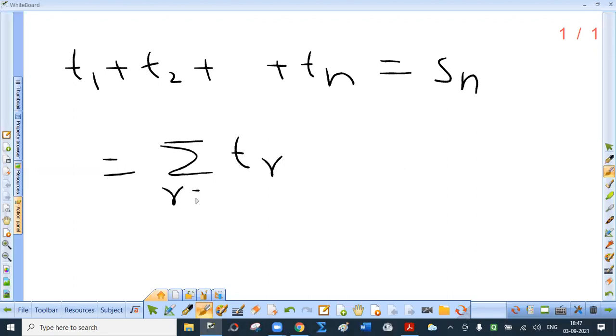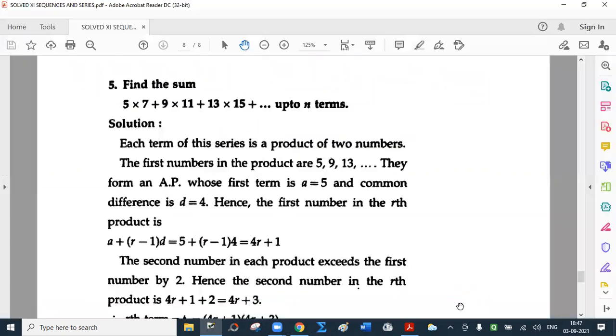r goes from 1 to n. You can check this. Put r equal to 1. So T1, sigma stands for summation. So plus next value of r is 2, so T2, up to the upper limit Tn. And that is why I always insist that you must find Tr. You may also say we will not write Tr. We will write Tn, then n goes from 1 to n. Yes, that is also correct.